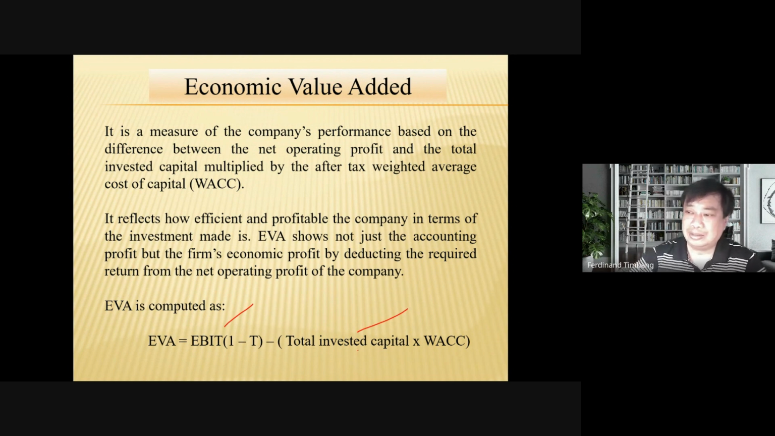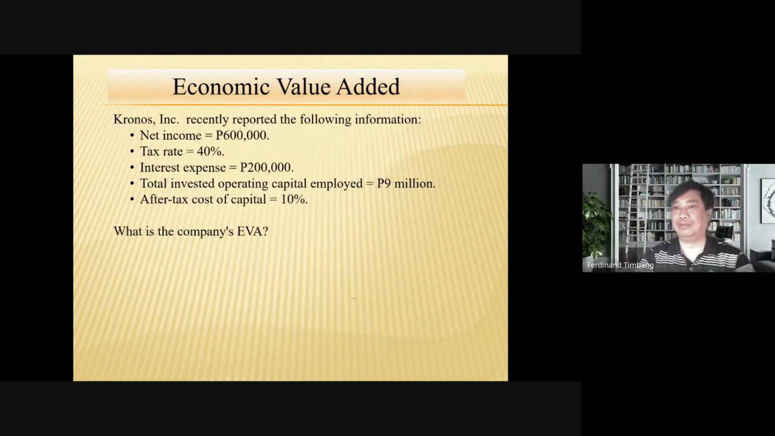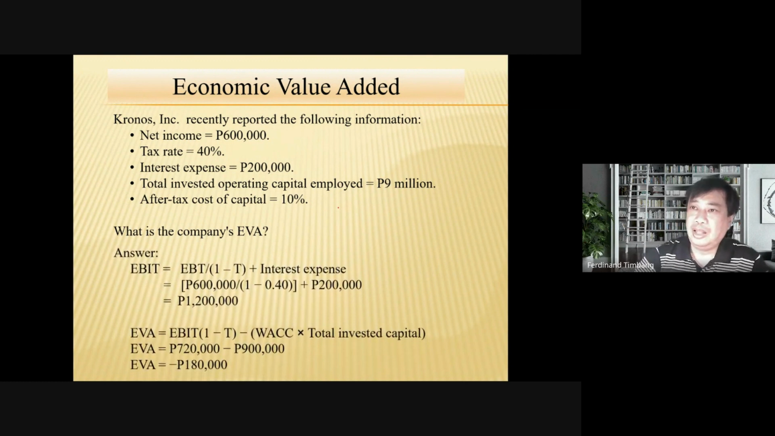Okay, this is the formula: total invested capital times your required return. Then when we subtract this, the result should be positive for there to be what is called economic value added. So for example, Cronus Incorporated recently reported the following information: net income 600,000, tax rate 40%, interest expense 200,000, invested capital 9 million, and after-tax cost of capital 10%. What is the company's EVA?